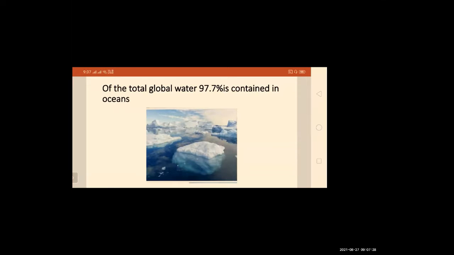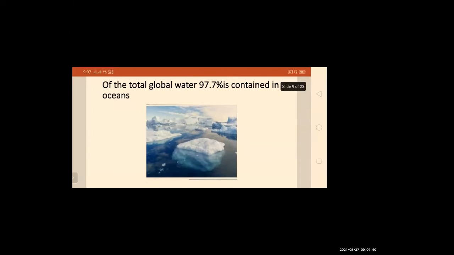Means the 97.7% of water is salty water. That is the water we find in oceans. This is the important point. We have to remember it.